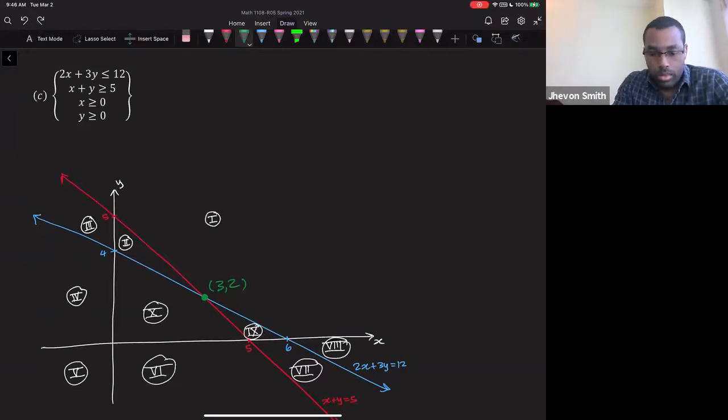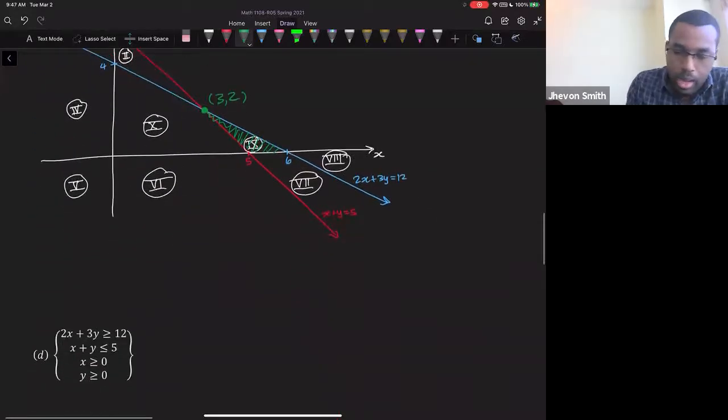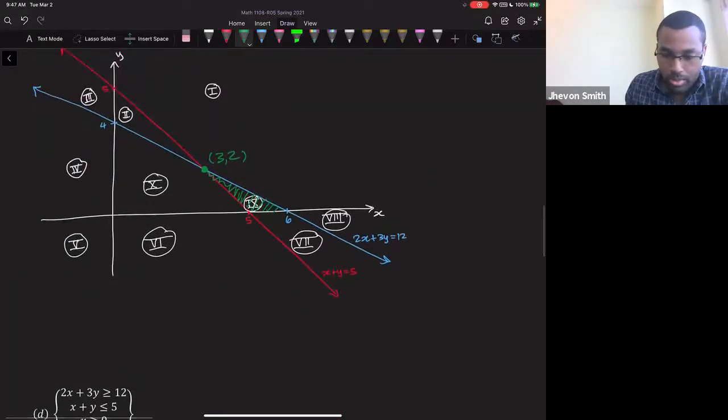You said below the blue and above the red, right? The first equation is blue, and the second equation is the red equation. So then what is that, 11? That's 9. Yeah, below the blue, above the red, in the first quadrant. That's the region. Bounded or unbounded? Bounded.